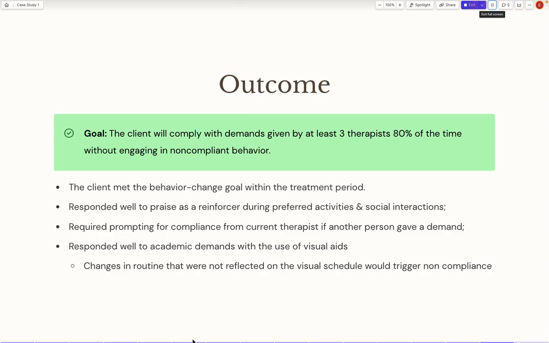So two limitations of the intervention in this case included the client's rigidity to responding to the demands given by any individual who was not deemed his therapist or his person to listen to at that given moment. And the second was accepting changes in routine not reflected by the visual schedule. However, overall, the client responded very well to treatment and did meet that initial goal.